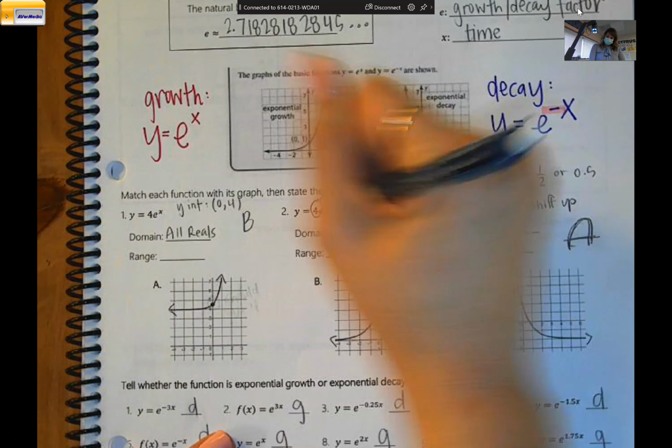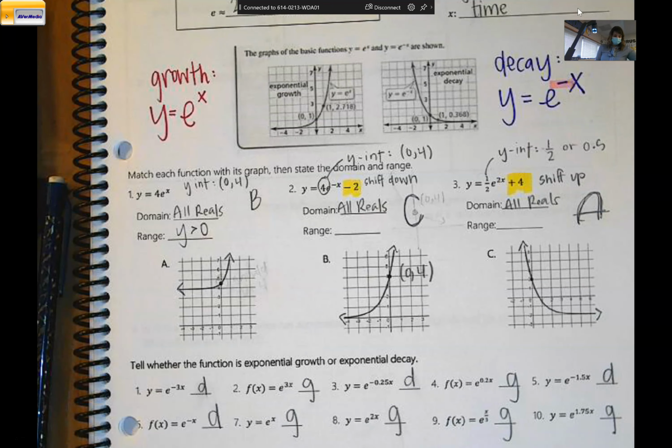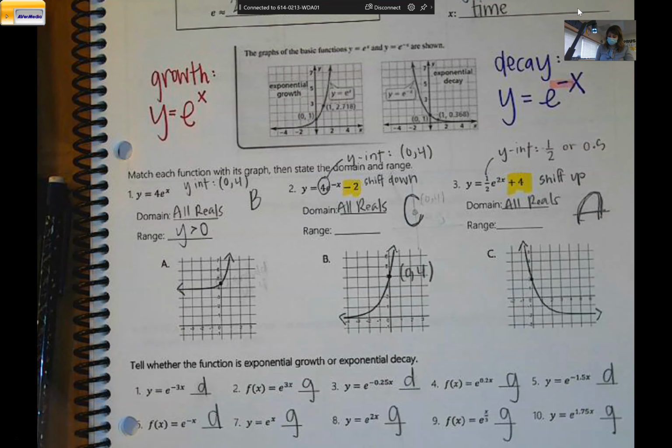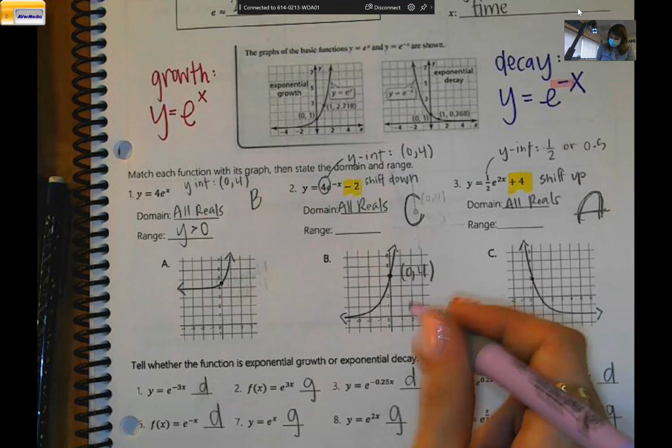Luckily, the range is easy to find. So for this problem, B, your range is any number greater than 0. Notice your fence is at 0. So y can be any number greater than 0. I'm going to write that down. Because the fence is at 0.